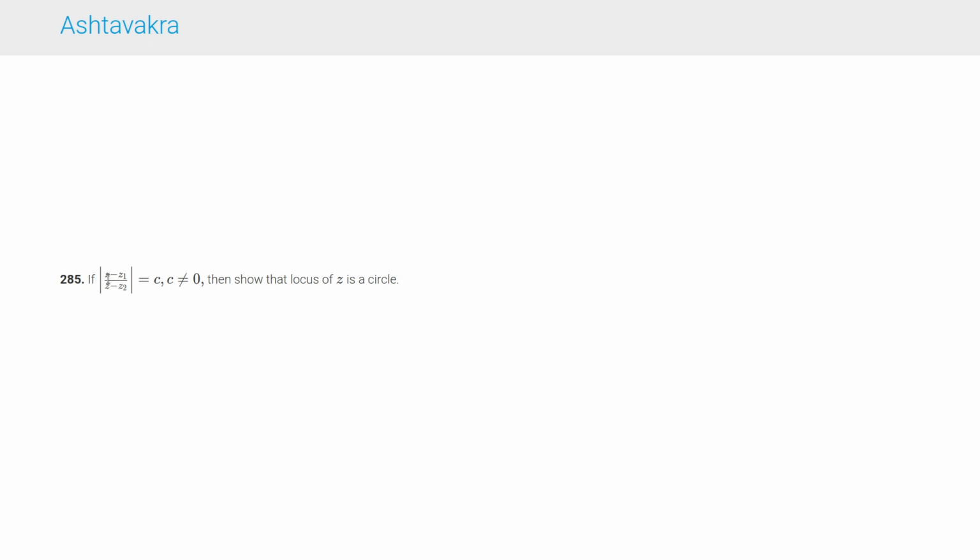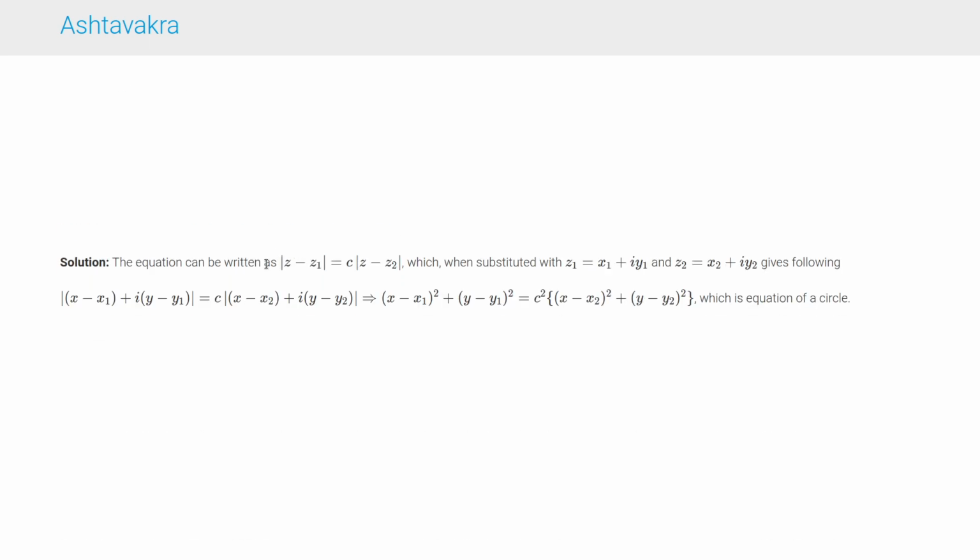Question 285 says that mod of (Z minus Z1) by (Z minus Z2) is equal to c, c is not equal to 0. Then show that the locus of Z is a circle. So we substitute Z1 is equal to x1 plus i y1 and Z2 is equal to x2 plus i y2 in the given equation, which gives us mod of (x minus x1) plus i (y minus y1) is equal to c into mod of (x minus x2) plus i (y minus y2). We square this, we have (x minus x1) whole square plus (y minus y1) whole square is equal to c square into [(x minus x2) whole square plus (y minus y2) whole square], which is the equation of a circle.